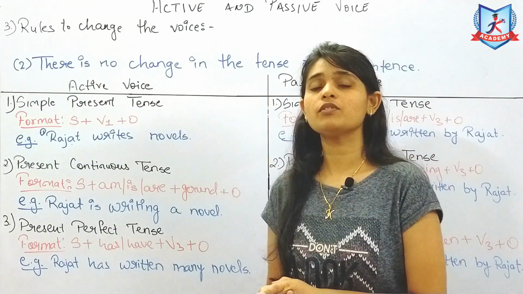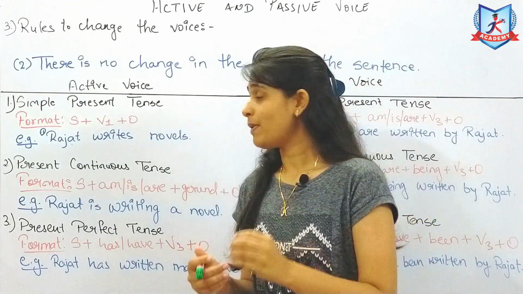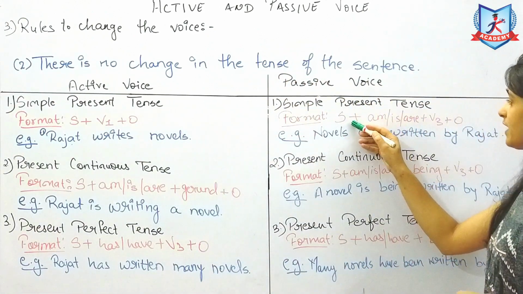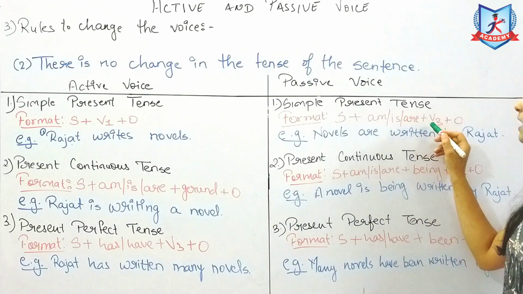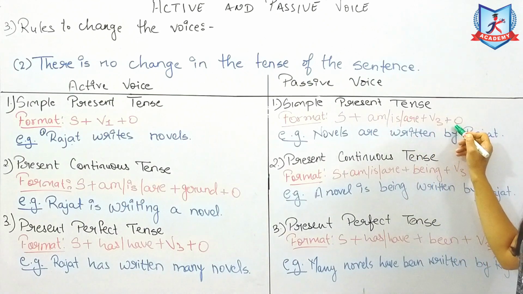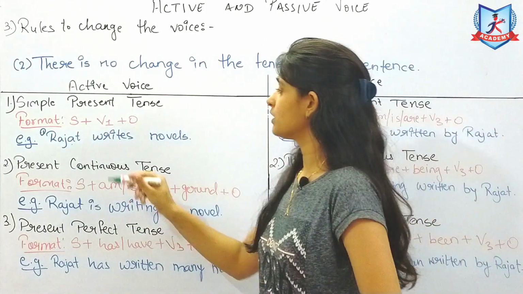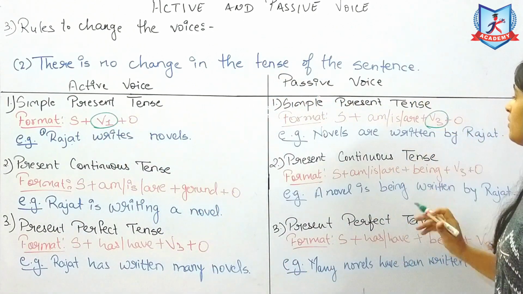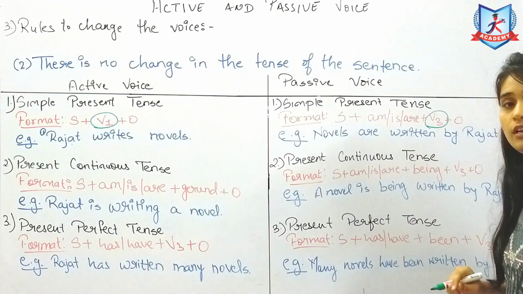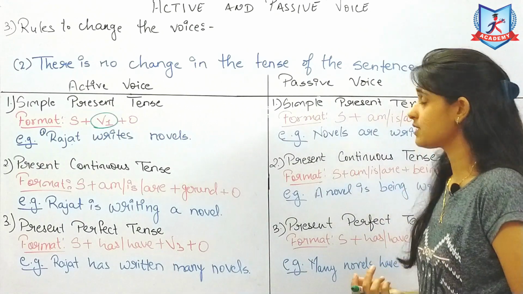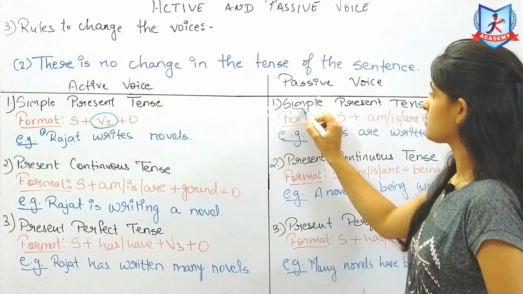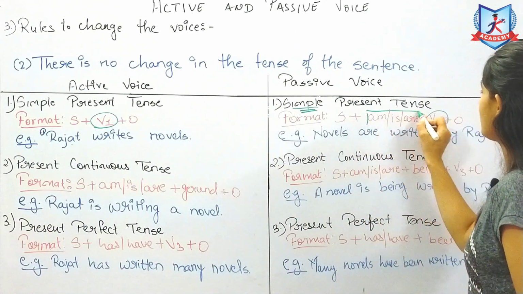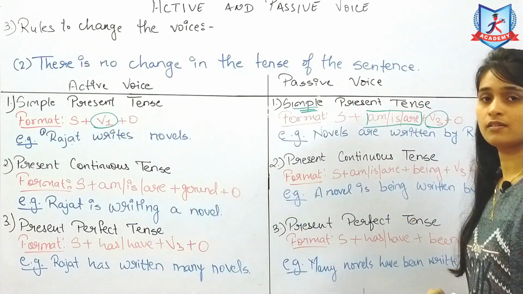Now we need to convert it into passive voice. In passive voice, the format will become subject plus am/is/are plus V3 plus object. Why? Because we need to convert this V1 form of the verb into V3 form. But if we directly write the V3 form, the tense of the verb changes. And in order to maintain the simple present tense, we use the helping verb am/is/are.